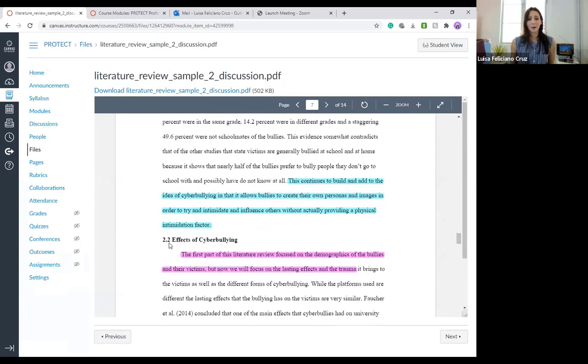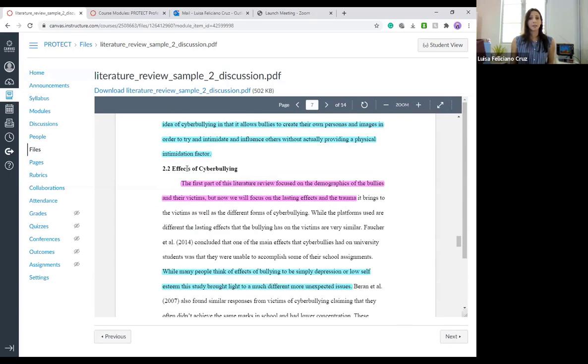And again, this part, section 2.2, the effects of cyberbullying. And this is a really good transition. He says the first part of the review focused on demographics, but now we're going to shift our focus and talk about the effects of cyberbullying. So these are the kinds of things that I want you to think about: how do you close one paragraph or one section of your review and how do you start the next one.